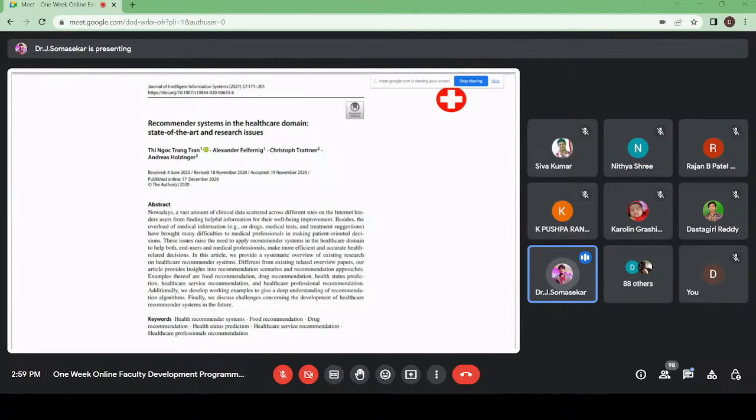Now I'll show a healthcare application also, how the recommendation system will work for healthcare with one simple case study. Similar to what I have explained, a similar case study I'm going to consider. This is published in the Journal of Intelligent Information Systems in Springer. So, recommendation system in the healthcare domain.